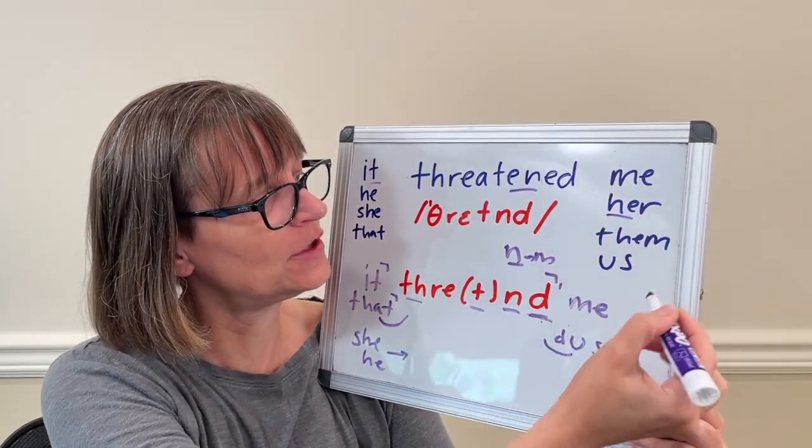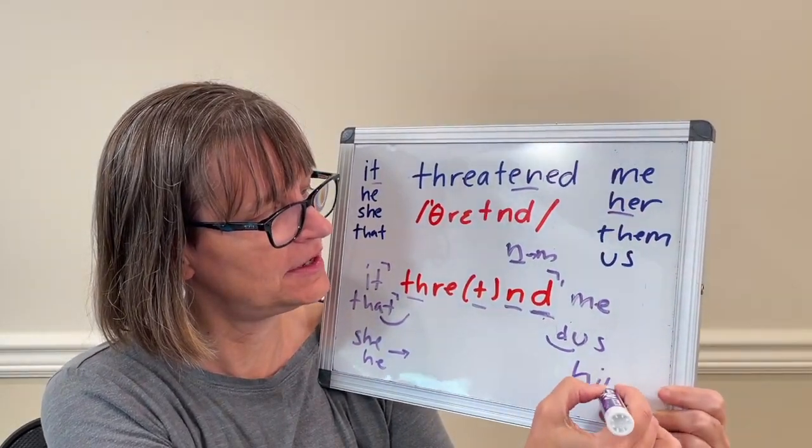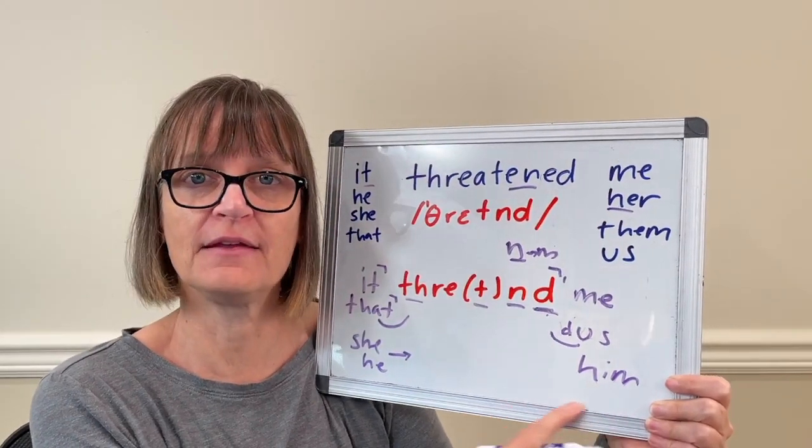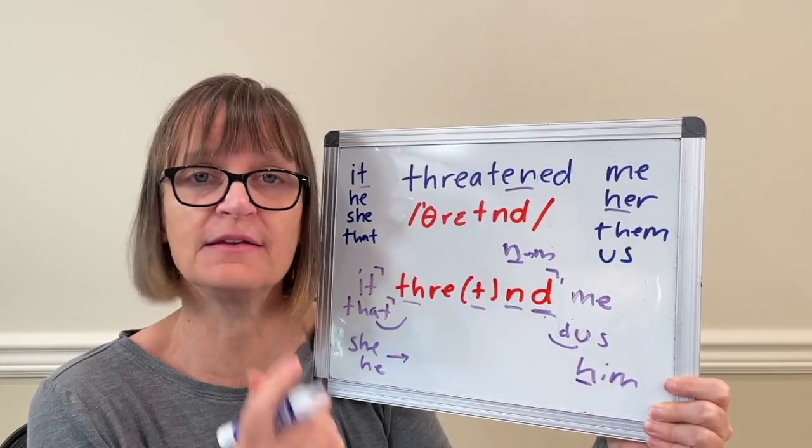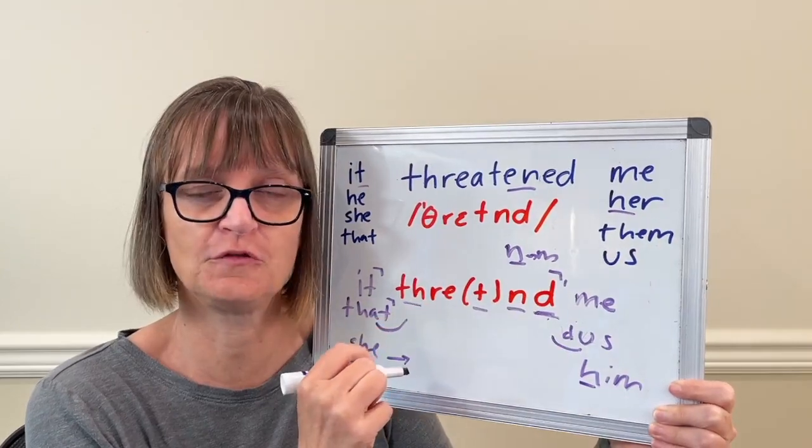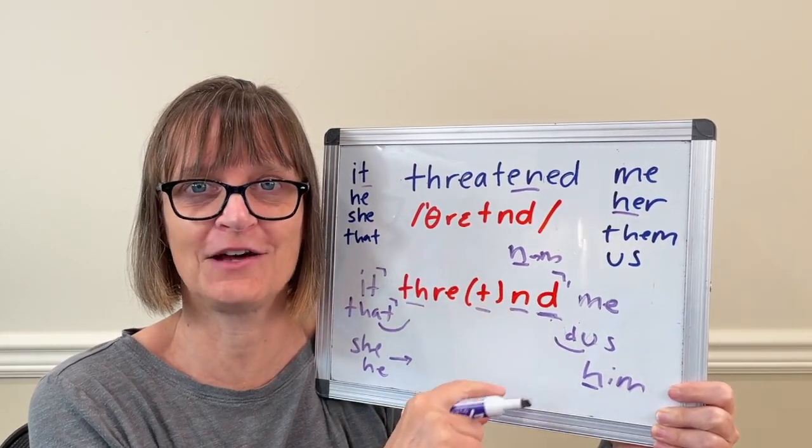For him and her, when there's an H sound, I threatened him. I can say my H, threatened him, same as I do for other consonants where I might let a little D out, threatened him.